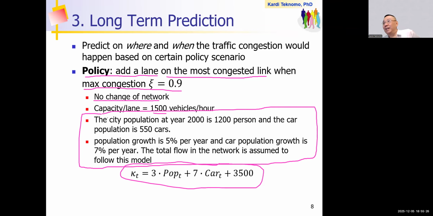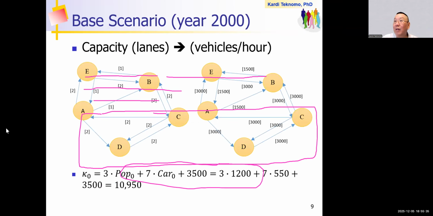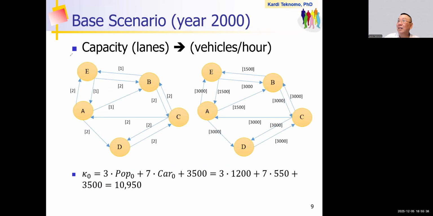Okay, so this is a small network. This is the network that we have. Only 5 nodes, and this represents the number of lanes. So you need to change this into matrix. Because one lane represents 1,500 vehicles per hour, if you have one lane, it becomes 1,500. If you have 2 lanes, of course, you multiply by 2, so it becomes 3,000, and so on.